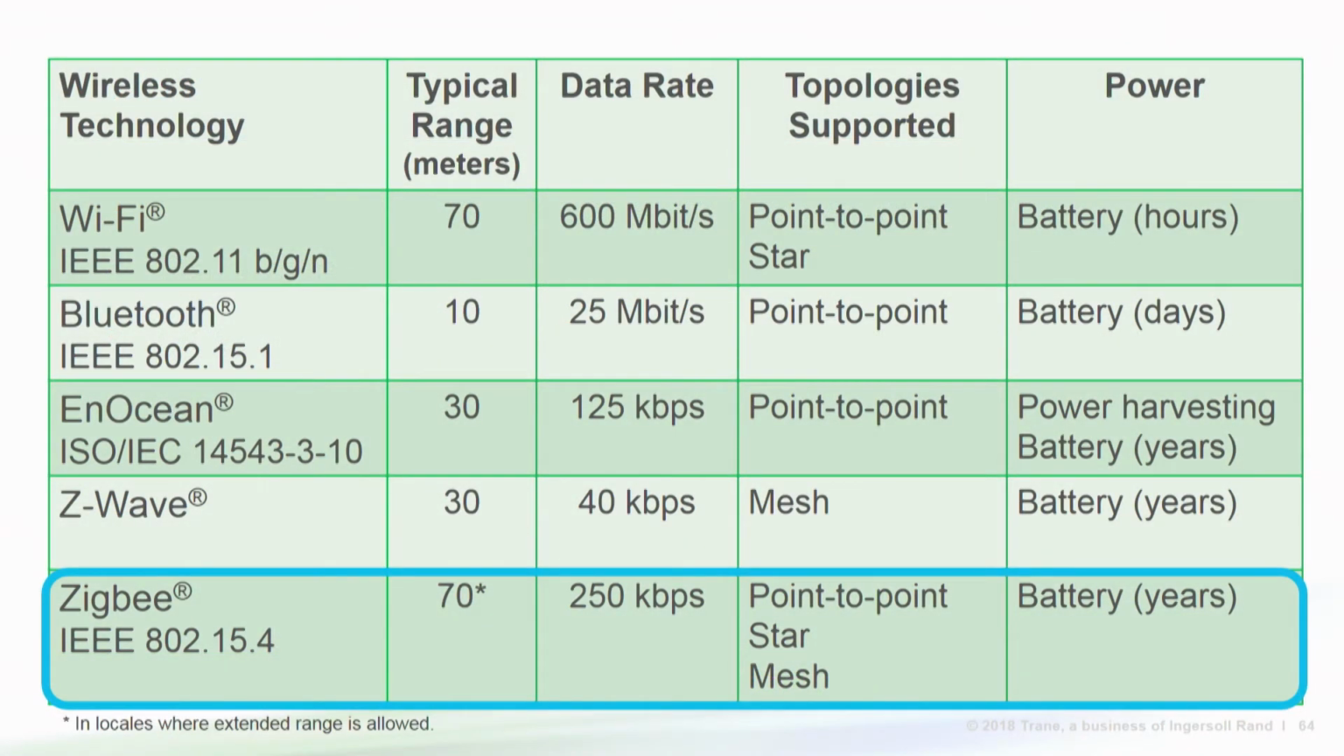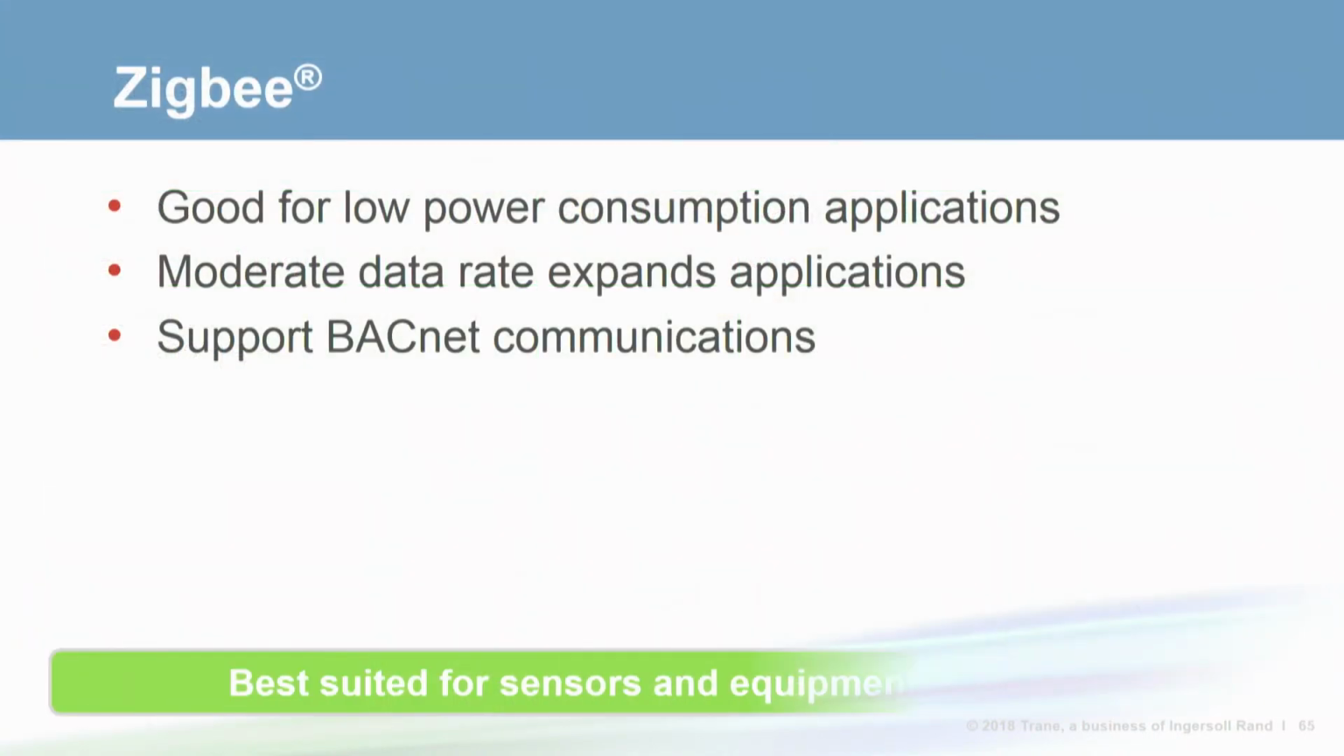Zigbee offers a good signal range, moderate data rate, supports the mesh topology, and has low power consumption. It also supports BACnet communications. This makes Zigbee ideal for sensors and end devices, equipment controllers, low data rate service tool applications, and even for communication up to the building controller.